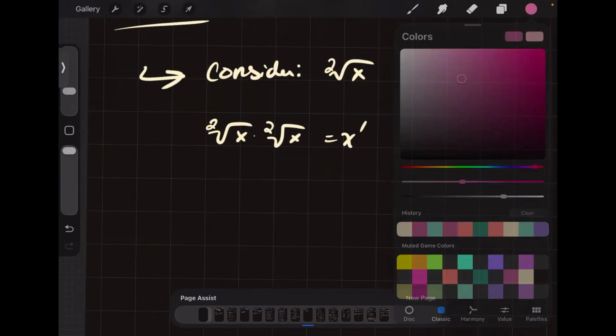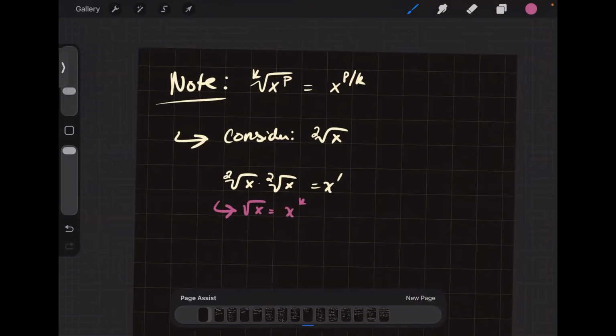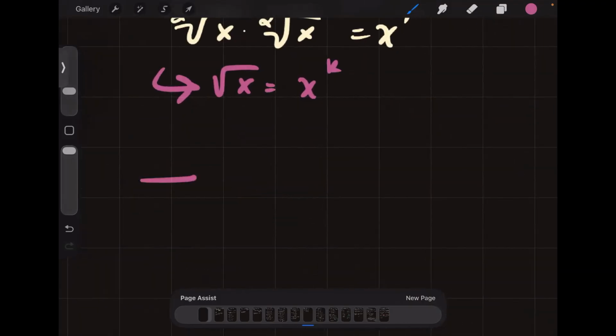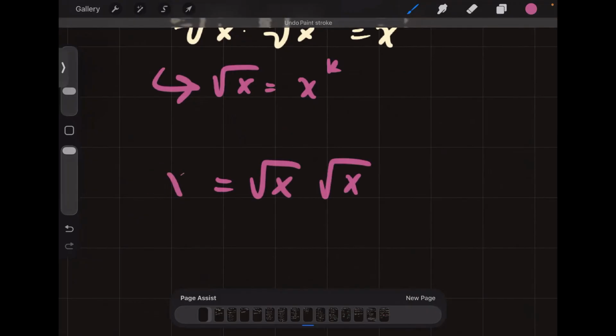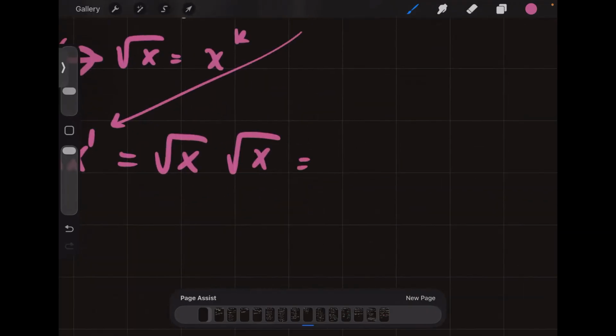Root x times root x is equal to x to the first, right? Let's do a little substitution magic. Let's say that the square root of x, which I'll just write as root x, is equal to x to some power k, right? And that means root x times root x, which we know is equal to x to the first, is also equal to x to the k times x to the k.